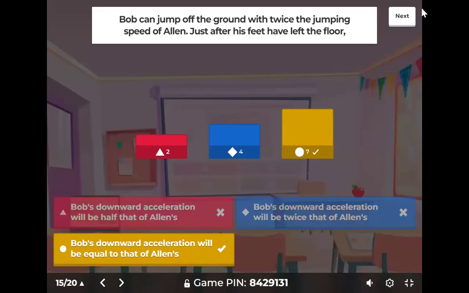Yeah, Bob's downward acceleration will be equal to that of Alan's. Because remember, once your feet have left the floor, it doesn't matter how fast you're moving or which direction you're moving. Doesn't the gravity field pull you down at the same rate? In fact, you guys know what number that is. Guys, gravity field pulls you down how much exactly? 10 meters per second squared. It doesn't matter how fast they jumped. It doesn't matter what their weights are. And then starting probably tomorrow, it doesn't even matter if they jump at a 45-degree angle. Gravity field is always pulling down at 10 meters per second squared.